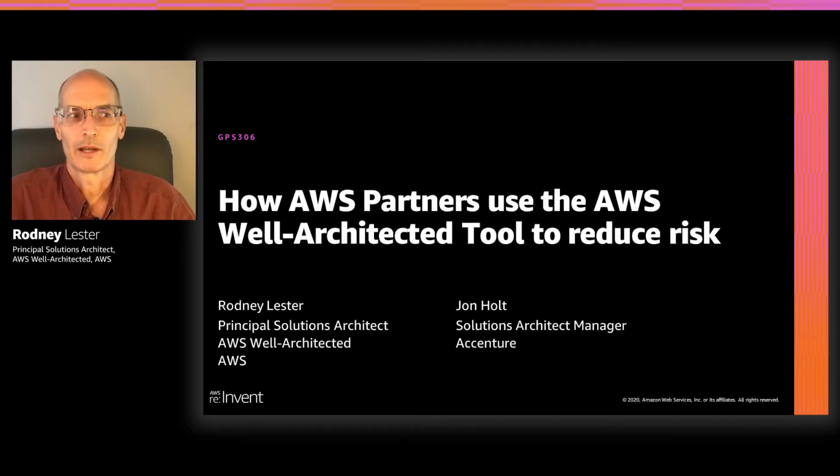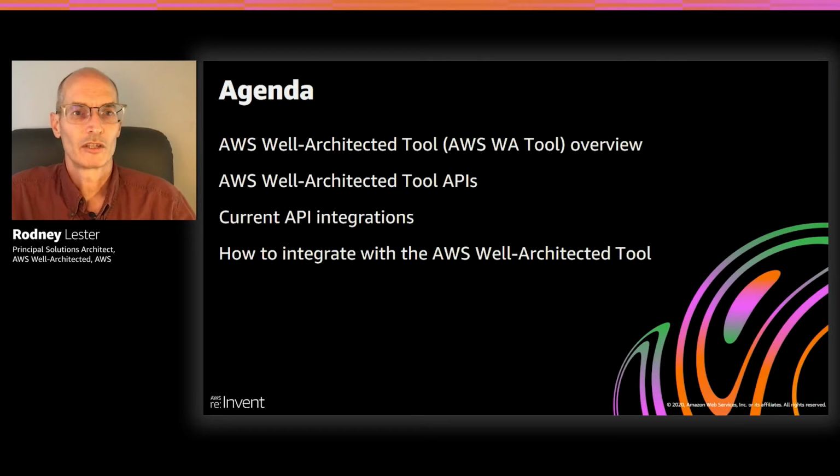So what are we going to talk about today? I'm going to talk in general about the AWS Well-Architected Tool, which we call just the WA tool, and give you an overview of what it is and what its functionality is. But we're excited to talk about the Well-Architected Tool APIs, and specifically how partners can use them. I'll talk quite a bit about the current API integrations.